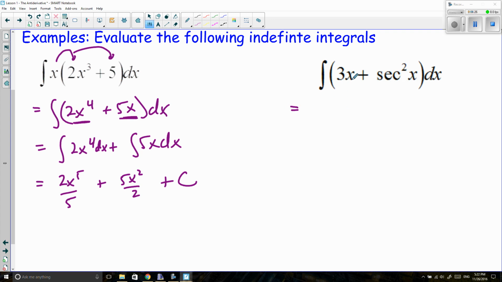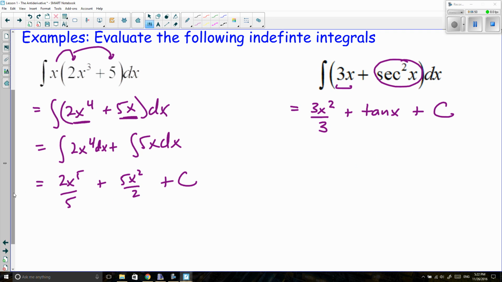So for this one, I won't split it up, because what I'm simply just going to get is, well, integral of 3x is just 3x squared over 3. And then the antiderivative, or integral of secant squared x, well, that's tan x. So when you take the derivative of tan x, you get secant squared x. So you can go in reverse just to double check that. And then add c, and we're done.